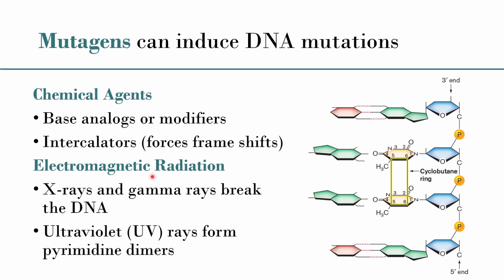Then there's electromagnetic radiation. We all know that things like X rays and gamma rays can cause mutations. Well, they do that by forming breaks in the DNA. UV rays, on the other hand, form what are called pyrimidine dimers.